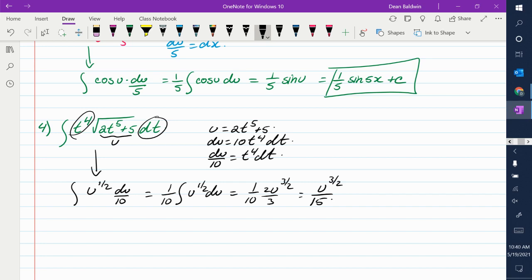And then sub back in what u was. So it's 2t to the 5th plus 5, to the 3/2, over 15 plus c.